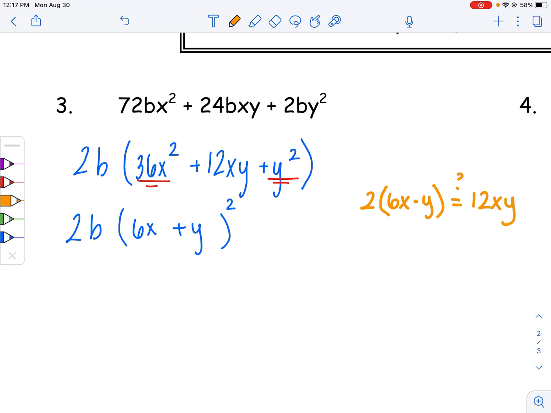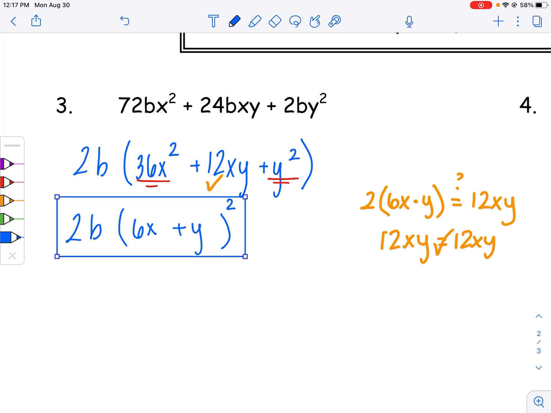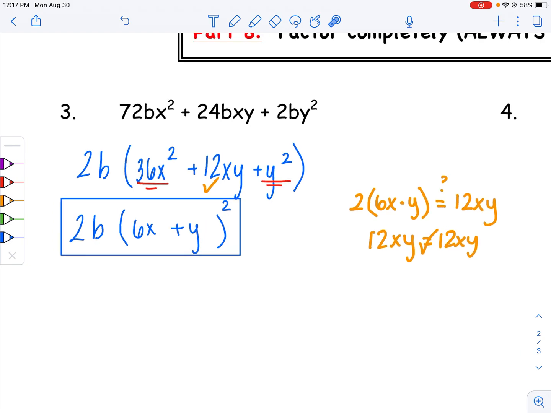So I'm seeing, does that middle term actually exist? Here we get 12xy, and it does equal 12xy. So we got that middle term, we're good to go. This is my final answer. So this part from here to here is day 9 if you need to go back and look at it. The only thing new for day 10 is GCF, then perfect squares.